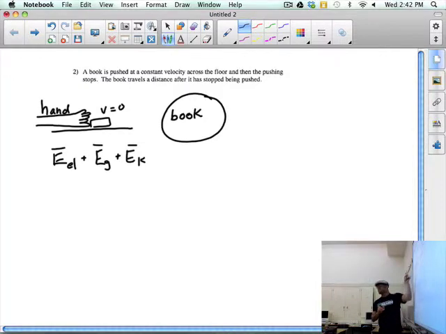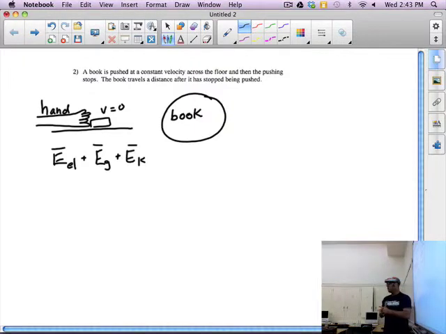the book moves horizontally, right? Which way is it being pushed? Same direction? So, if the force on the book and its displacement are in the same exact direction, guess what? You think we're adding energy to our system? You think we're taking away from our system?